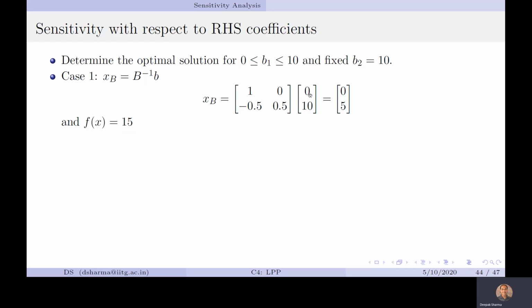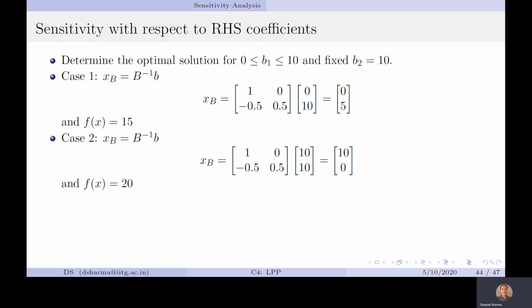So I'm writing 0. Why? Because the minimum value of b1 is 0, and 10, because b2 is 10. Then the right hand side vector will become 0 and 5, and the function value will be 15. Similarly, if I take b1 equal to 10, then case 2 will become b inverse times 10 and 10. You can see this particular column vector. So this will become 10 and 0, and the function value is 20.